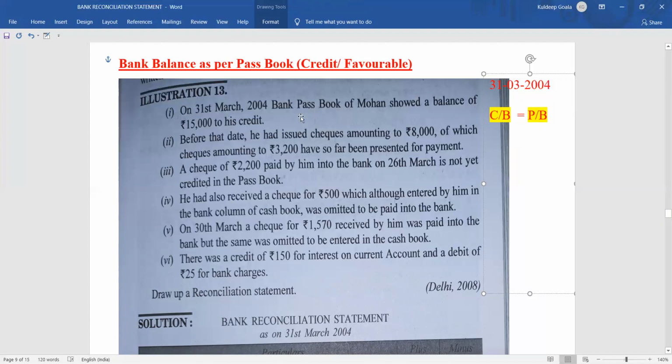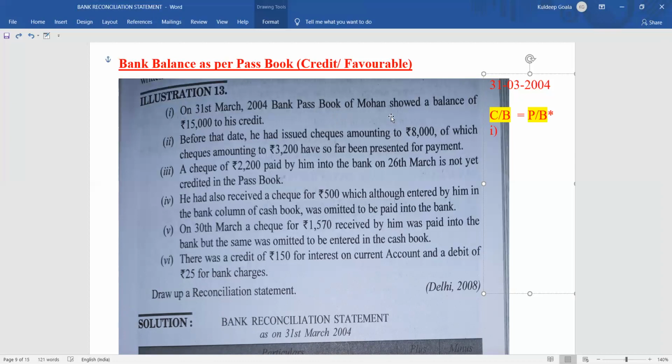And the base is, you can see in the first sentence, on 31st of March 2004, bank passbook of Mohan showed a balance of 15,000 to his credit. That means it is the passbook which is the base. So we'll put a star mark in the passbook. So let's start with the first point.